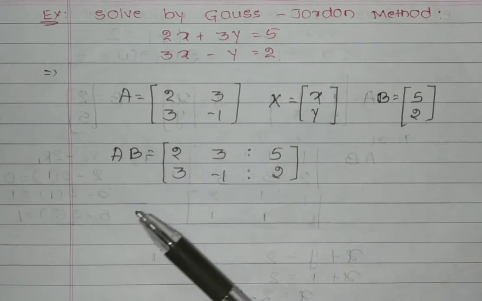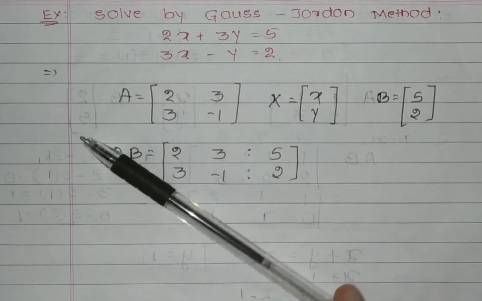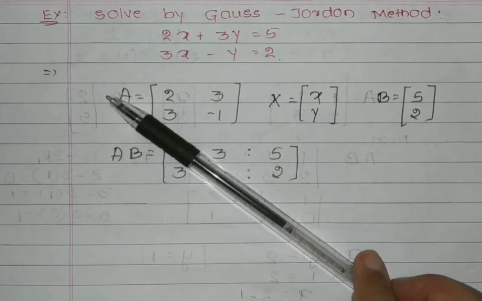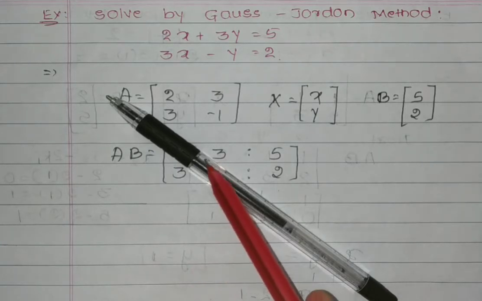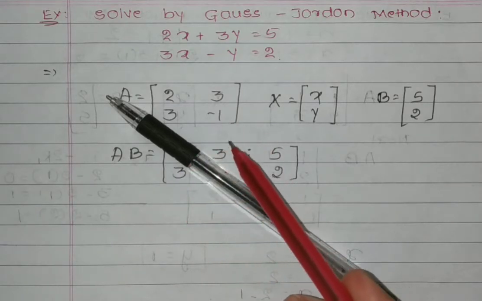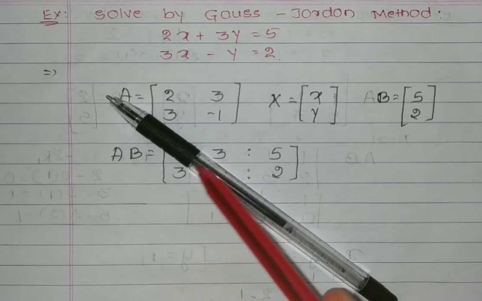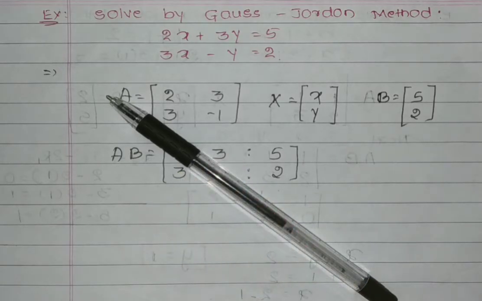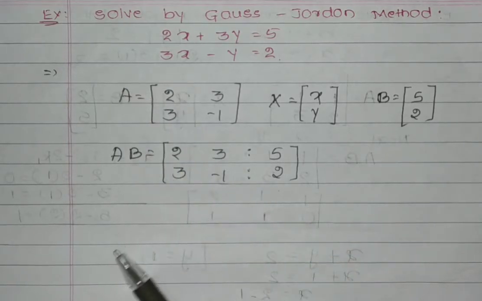So in the Gauss-Jordan method, what we have to do is, below the diagonal as well as above the diagonal, whatever elements are there, we have to reduce those elements to 0. So here below the diagonal we have element 3 and above the diagonal we have element 3. So these two elements we need to reduce to 0. To reduce them to 0, we have to apply row transformation.